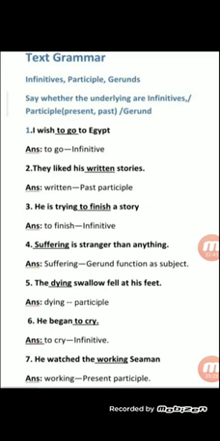यहाँ पे ing है तो अभी हमें पहचानना है जेरंड है या पार्टिसिपल है, क्योंकि दोनों में ing आता है, तो इसके लिए हमें क्वेश्चन करना पड़ेगा अपने आप को. The dying swallow fell at his feet. Swallow कैसा था? Dying, मतलब swallow को डिस्क्राइब कर रहा है, तो इट इज पार्टिसिपल. He began to cry. इसके लिए हमें कोई क्वेश्चन करने की ज़रूरत नहीं, टू है मतलब इन्फिनिटिव. He watched the working seaman. Now यहाँ पे काम अभी भी हो रहा है, कर रहे काम, working. So it is present participle.